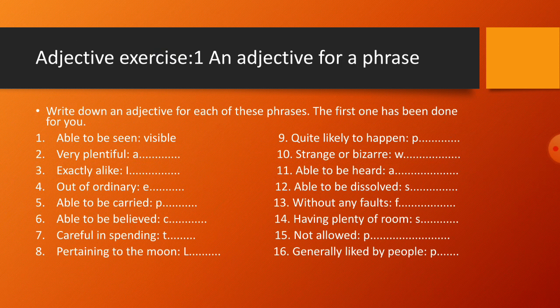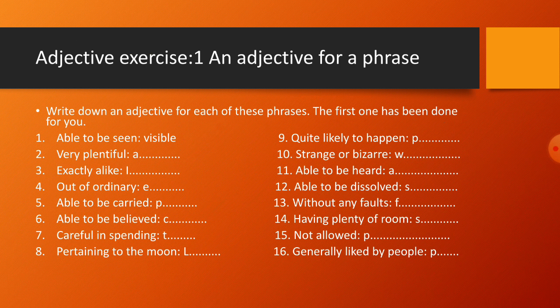Now, we did all the explanation of adjectives in our last class, how many types of adjectives there are. Now, in this class, I am sending you your assignment from your book. There are two books, one old book and a new book. So I'm not going to give you the page number, but in your latest unit of adjective, exercise 1 is an adjective for a phrase. Write down an adjective for each of these phrases. The first one has been done for you.